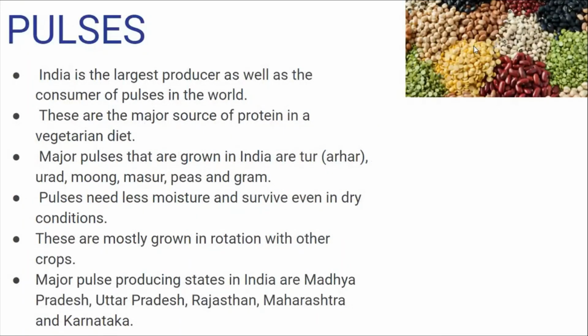Now, pulses. India is the largest producer as well as consumer of pulses in the world. These are the major source of protein in a vegetarian diet. Some pulses are tur, urad, moong, masoor, peas, gram, and they need less moisture and survive even in dry conditions. Major pulse producing states are Madhya Pradesh, Uttar Pradesh, Rajasthan, Maharashtra, and Karnataka. These crops are grown in crop rotation.